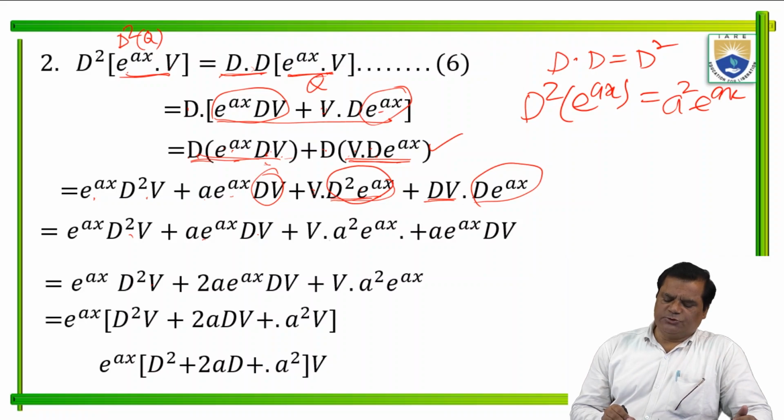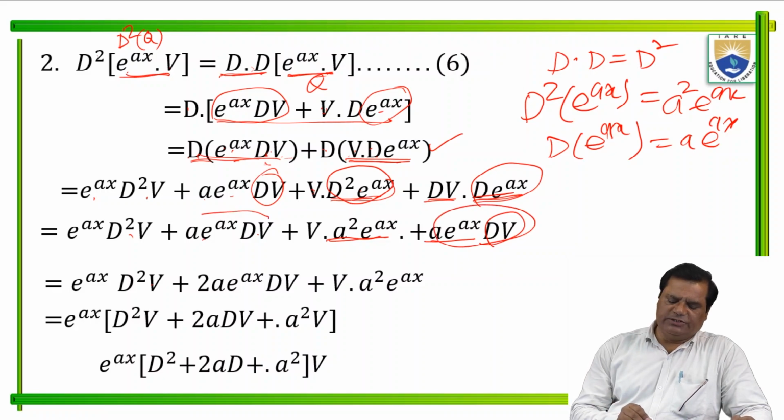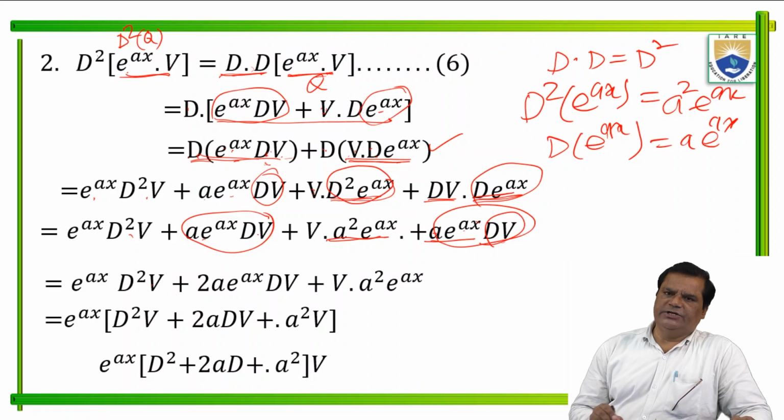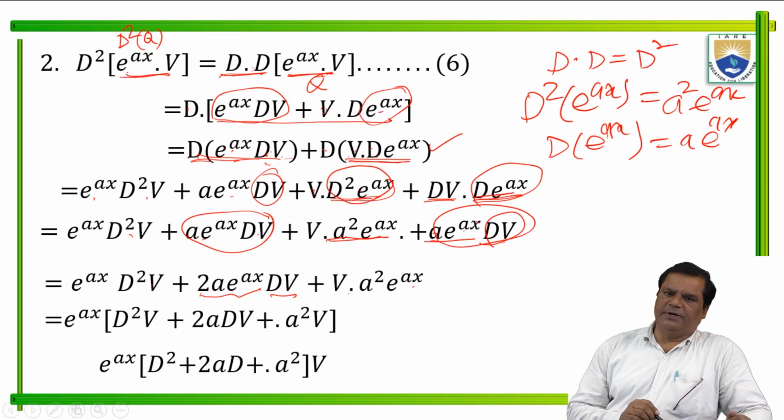So we get here a square e to the power ax, and dv, the differential one time of this. So D of e to the power ax is a e to the power ax. So we write here a e to the power ax. This term and this term are both the same: a e to the power ax dv. So we add these two terms. So we get 2a e to the power ax dv, plus v a square e to the power ax, plus e to the power ax D square v.